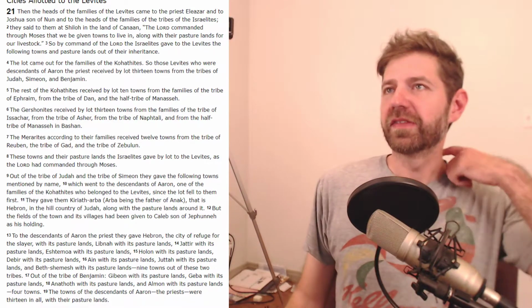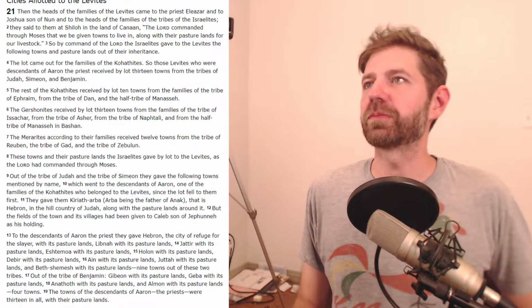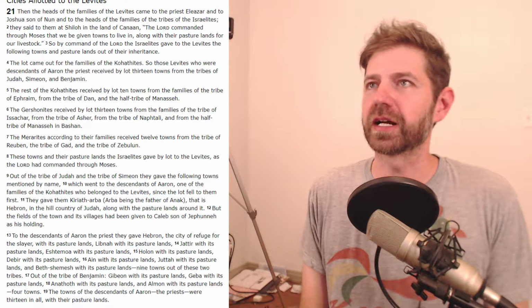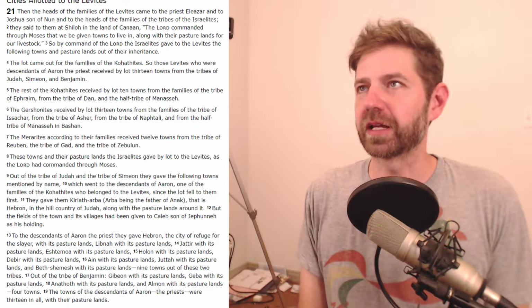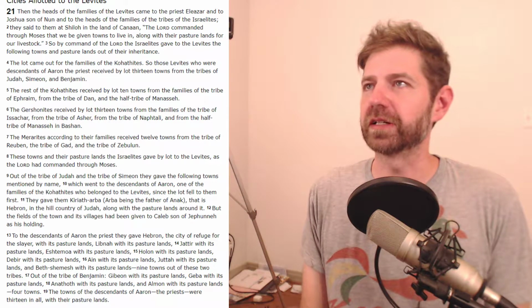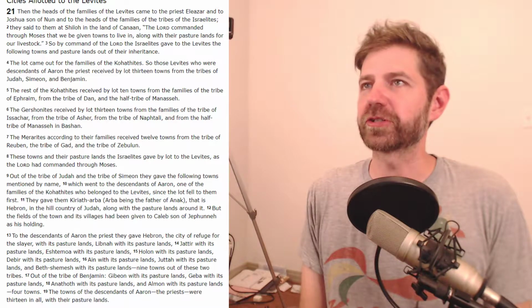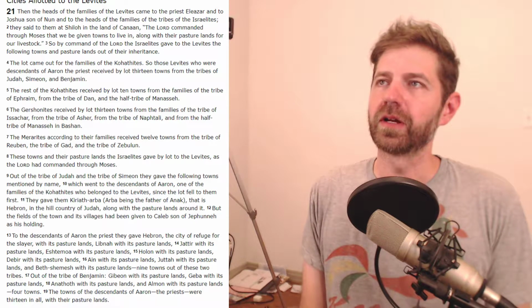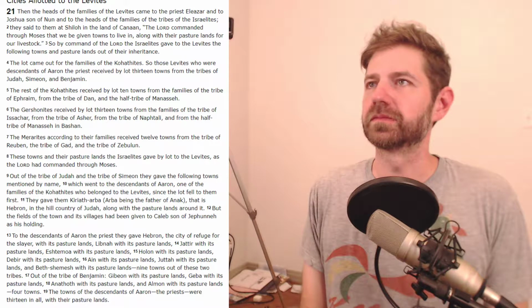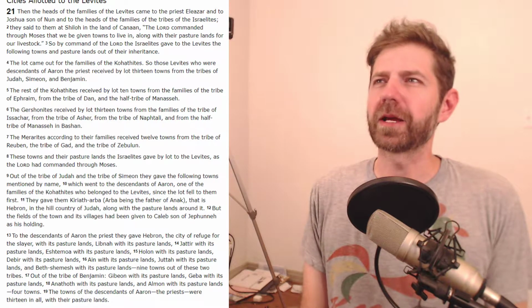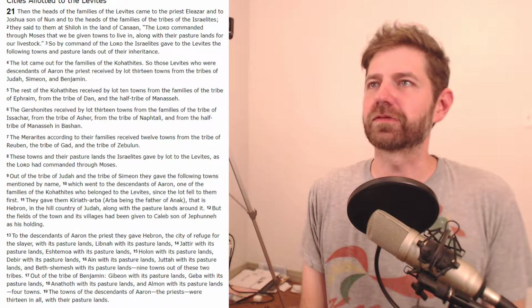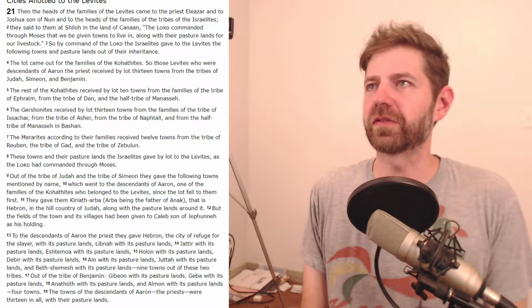Chapter 21. Then the heads of the families of the Levites came to the priest Eleazar and to Joshua son of Nun, and to the heads of the families of the tribes of the Israelites. They said to them at Shiloh in the land of Canaan, "The Lord commanded through Moses that we be given towns to live in, along with their pasture lands for our livestock." So by command of the Lord, the Israelites gave to the Levites the following towns and pasture lands out of their inheritance.